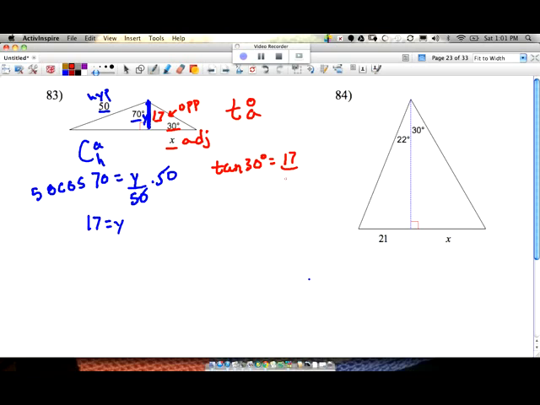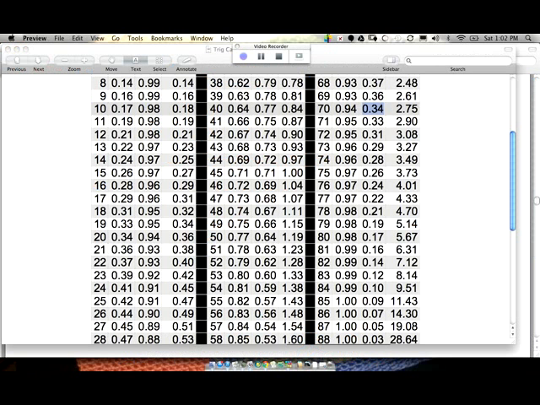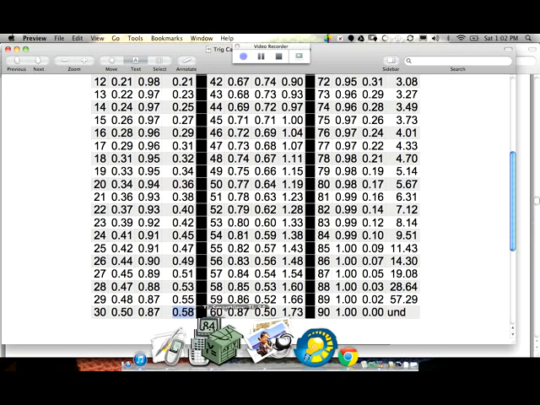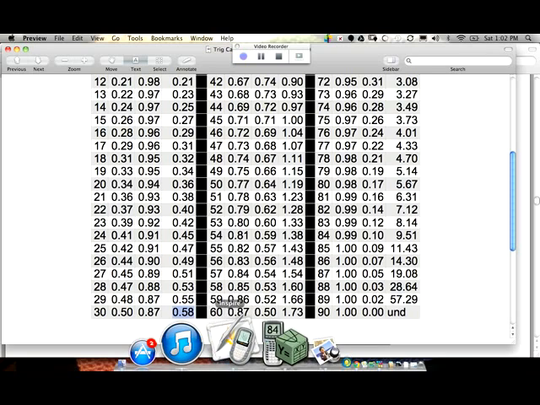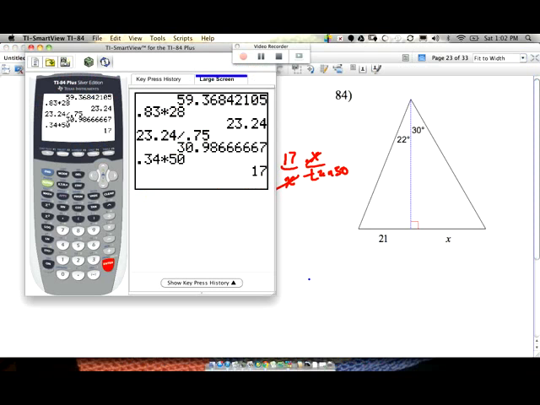Okay, how are we going to do this now? Alright, let's see, that would be multiply both sides by x, divide both sides by tangent 30, simplify, so x equals 17 divided by tangent of 30, in this case, is 0.58. Which if we calculate it now, that's going to be 17 divided by 0.58. And that gives me 29.3.